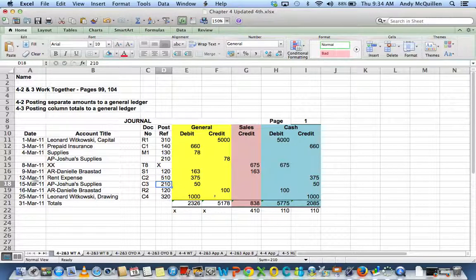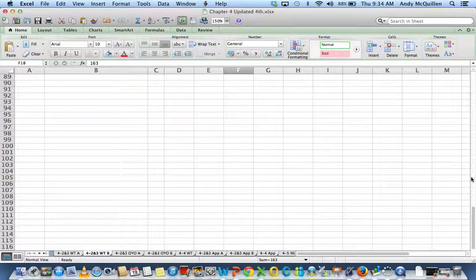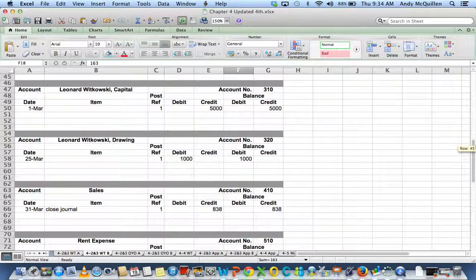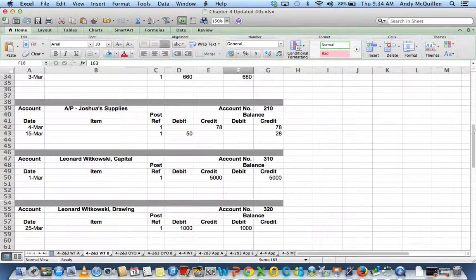Next one, accounts payable, Joshua supplies, debit 50. So we go up to Joshua supplies, March 15th, post reference 1, 50 debit. Now we have two numbers. So we have a credit in the balance of 78, but we just made a transaction of 50. So a debit and a credit are opposites, so we subtract. The result goes in the bigger one of the two, which is going to be the credit.